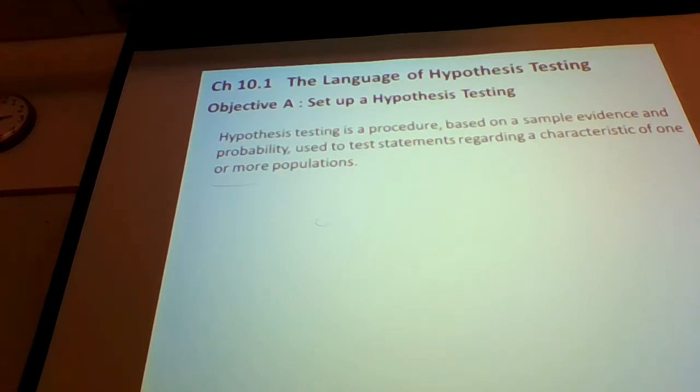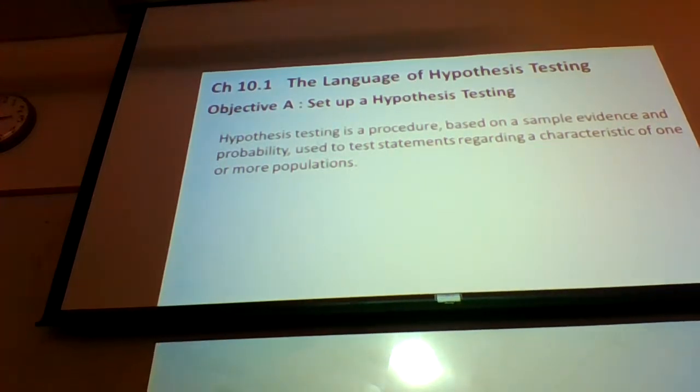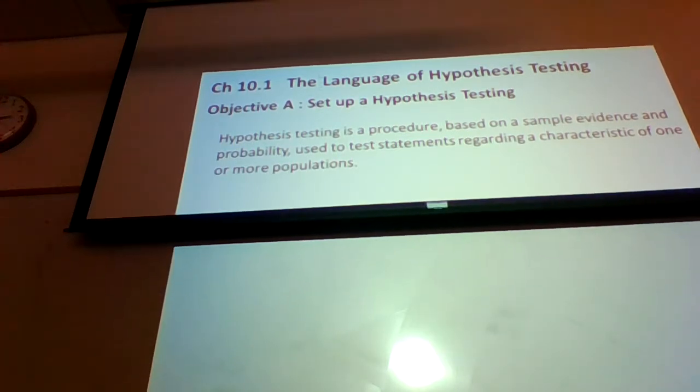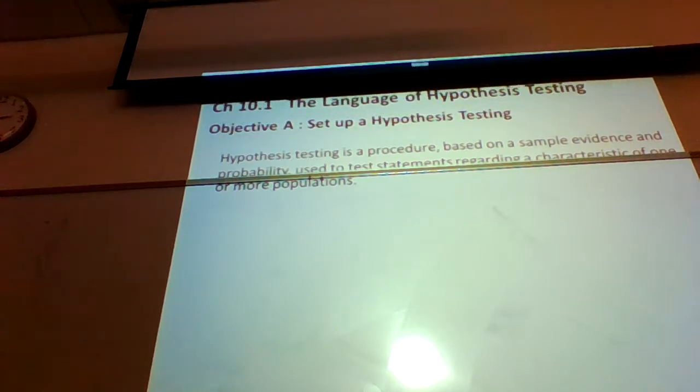So this is called the setup for hypothesis testing. In hypothesis testing, it's a procedure, like a recipe, based on a sample of evidence and probability. It's used to test statements regarding a characteristic of one or more populations. I think I might have to put up the screen a little bit. If you guys have trouble reading this, let me know.